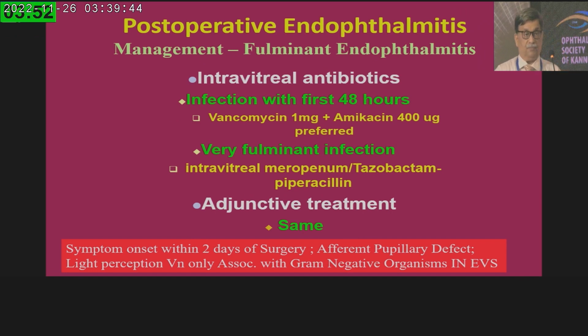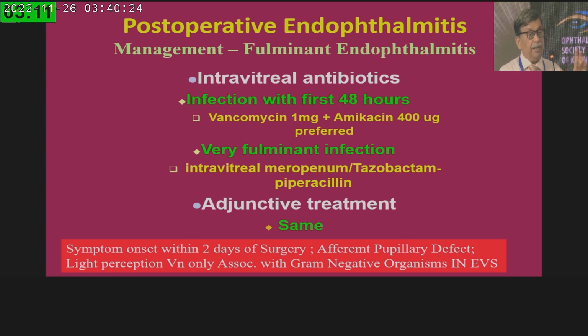But the other group, there was one patient whom we were talking about, day 1 endophthalmitis. Fortunately, that was day 1 TASS, but not day 1 endophthalmitis. But if you have any infection within the first 48 hours, you can consider that this is a fulminant endophthalmitis. And in this, I would definitely not consider ceftazidime as my second drug. With vancomycin, I would add amikacin. And if I believe that the infection is very severe, I would actually prefer a combination with tazobactam piperacillin or meropenem along with vancomycin. The adjunctive treatment remains the same.